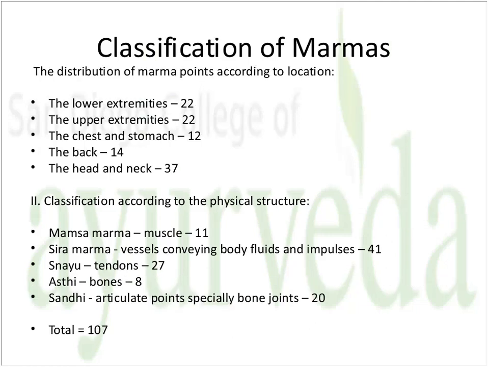So let's talk about classification of marmas. The distribution of marma points according to location. So you have marmas which are classified in this way, where they're located. You have 22 in the lower extremities, 22 in the upper extremities, 12 in the chest and stomach, 14 in the back, and 37 in the head and neck, where we said that they're really concentrated. So this is one way Sushruta divided the marmas.